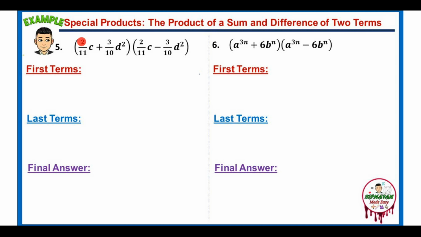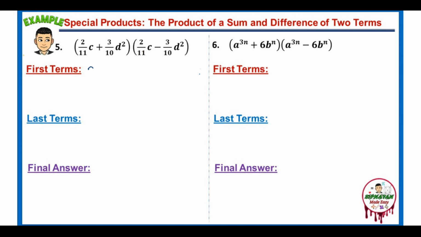In number 5, the given is the quantity 2 over 11c plus 3 over 10d squared times the quantity 2 over 11c minus 3 over 10d squared. Since they are conjugate binomials, we're going to multiply their first terms and last terms. In 2 over 11c plus 3 over 10d squared, the first term is 2 over 11c. In 2 over 11c minus 3 over 10d squared, the first term is also 2 over 11c.